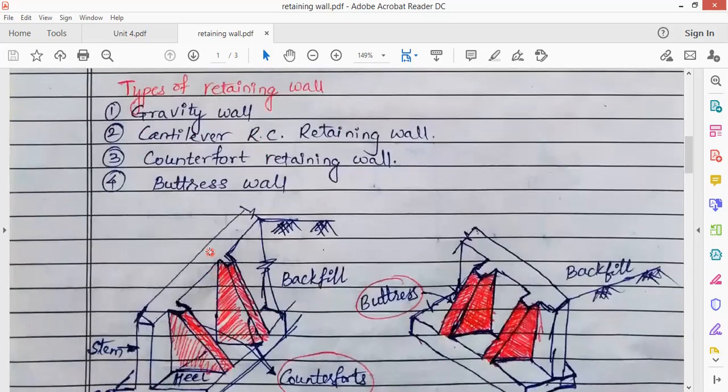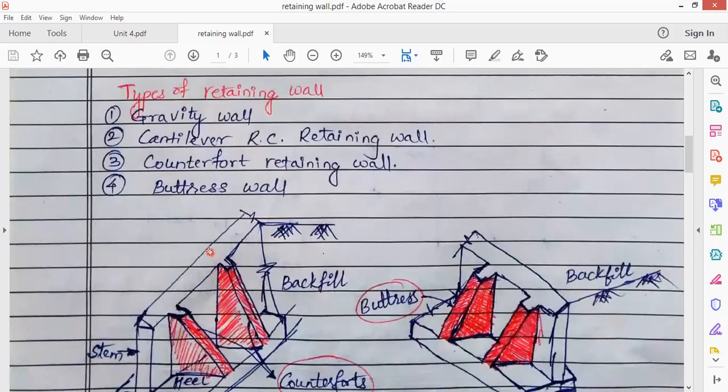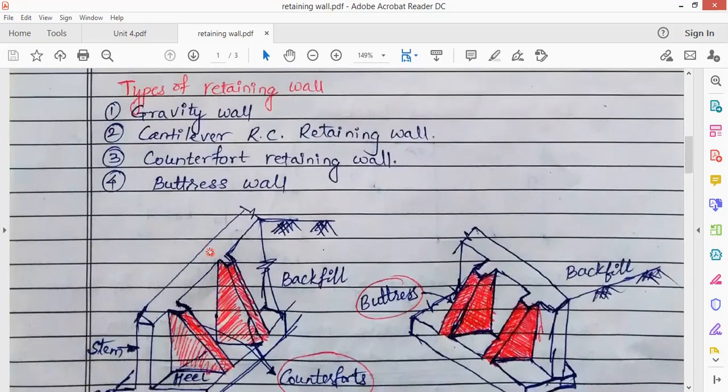After that, we have studied what the types of these retaining walls are. We have four types: the gravity wall, the cantilever RC type retaining wall, then the counterfort retaining wall, and the last one is the buttress wall.